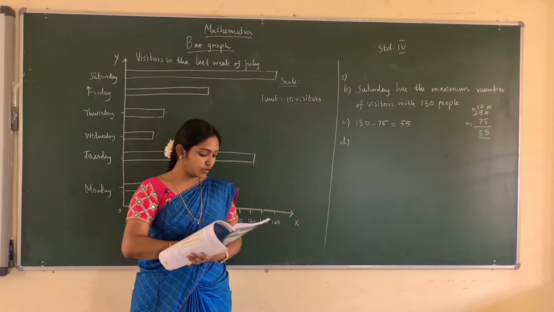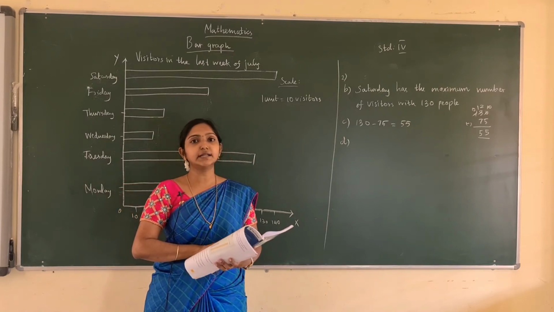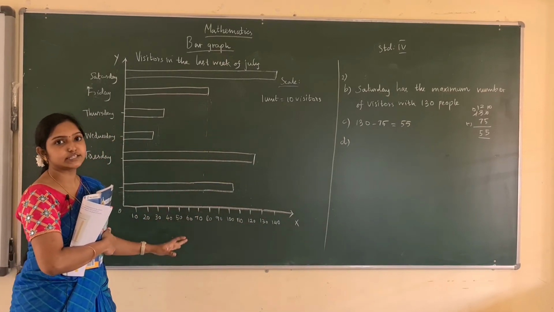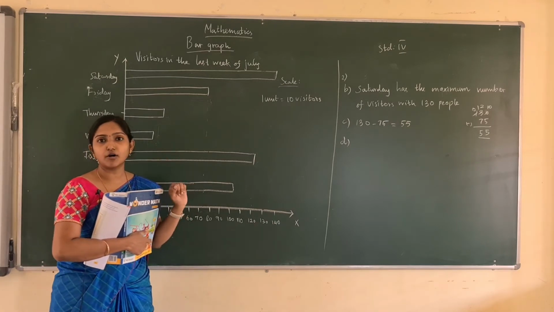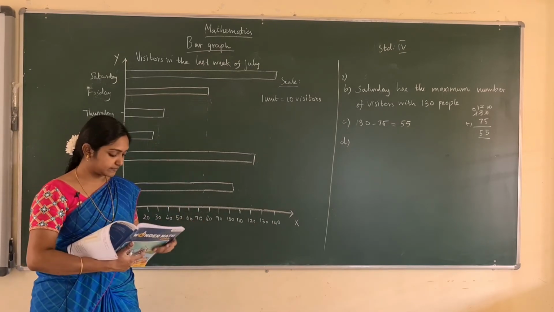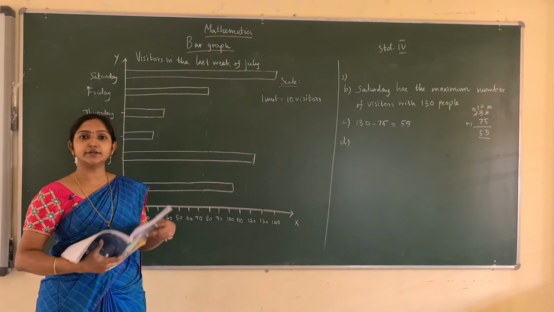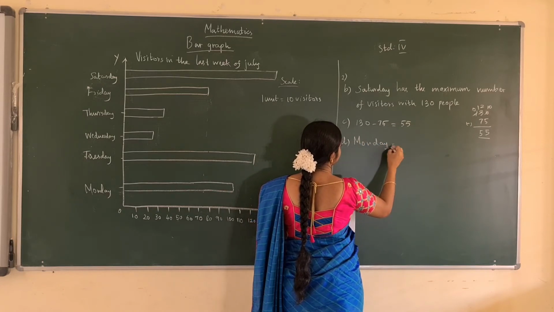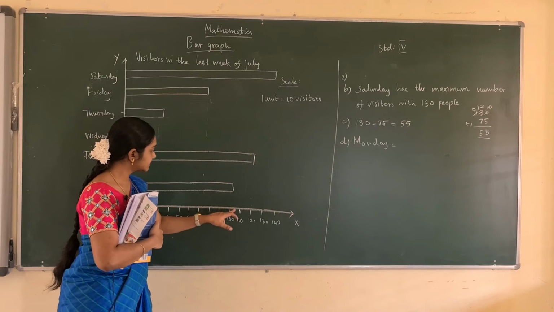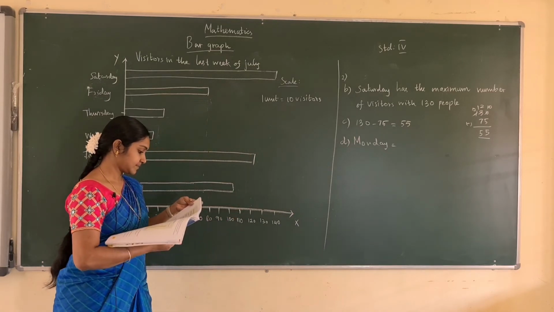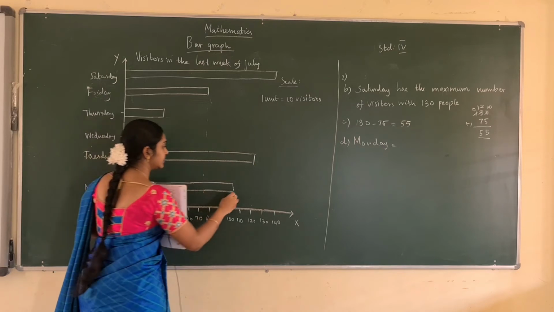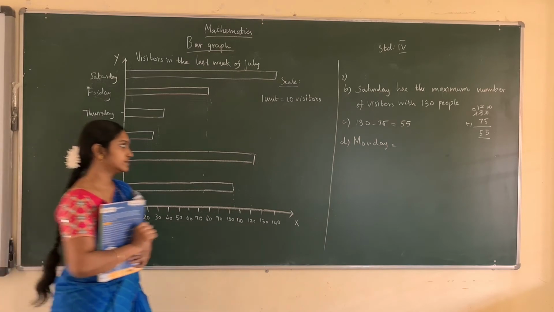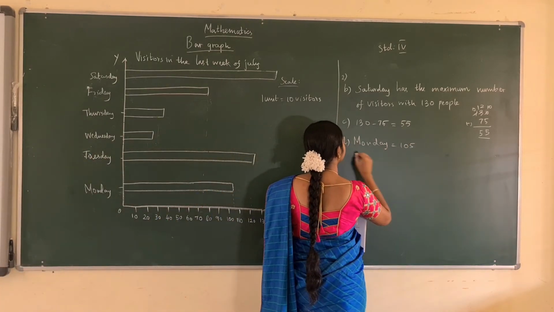The next question: how many people visited the museum from Monday to Saturday? So we have to find the number of visitors on each day from Monday to Saturday and add all the numbers. So that will be the answer. First, find the number of people who visited on Monday. It is in between 100 and 110, so it will be 105.